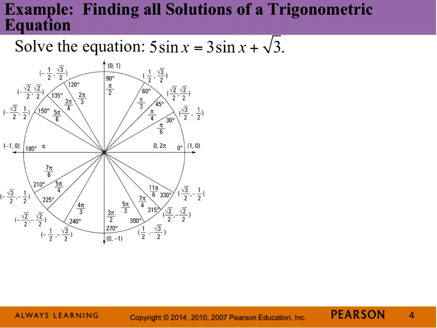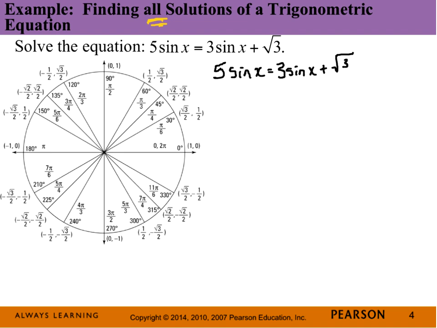Okay, so the first thing that we want to do is find all solutions of a trigonometric equation. And the trigonometric equation that we're going to look at first is 5 times the sine of x equals 3 sine of x plus the square root of 3.